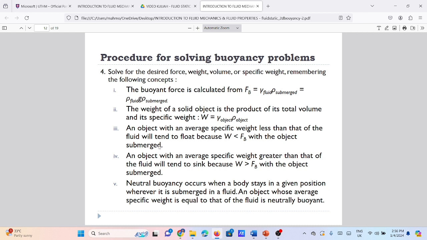Number three, an object whose average specific weight is less than that of the fluid will tend to float, because W is less than FB when the object is submerged. Number four, an object with an average specific weight greater than that of the fluid will tend to sink, because W is more than FB with the object submerged. And lastly, neutral buoyancy occurs when the body stays in the given position wherever it is submerged in the fluid. An object whose average specific weight is equal to that of the fluid is neutrally buoyant.